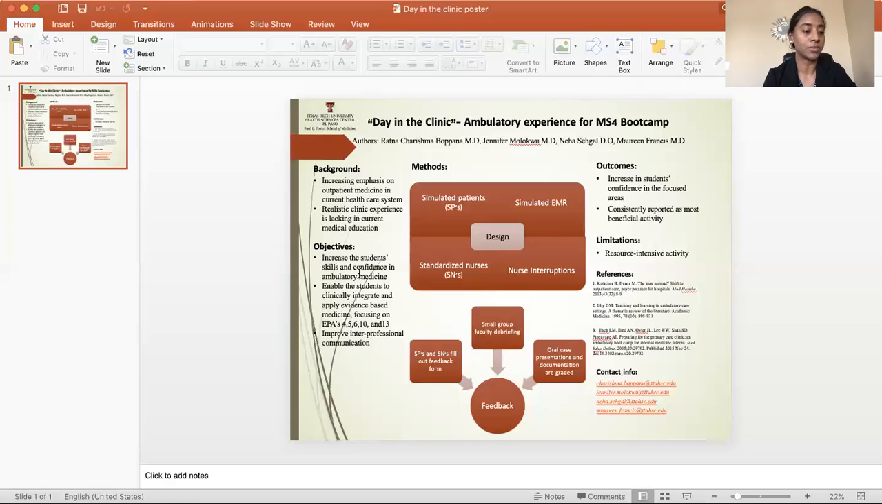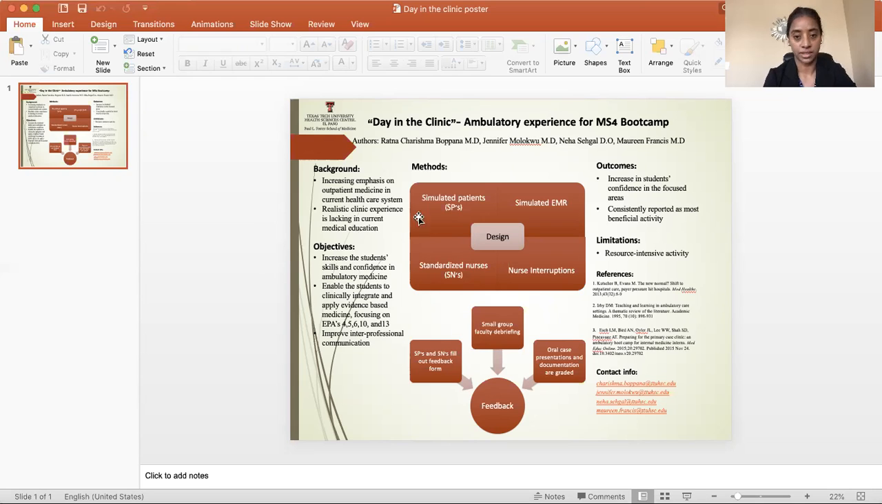Now, the primary objective of Day in the Clinic was to increase the students' skills and confidence in ambulatory medicine through simulation-based activity. Each case was strategically designed to enable students to clinically integrate and apply evidence-based knowledge, thereby focusing on EPAs 4, 5, 6, 10, and 13. We also incorporated elements to enhance effective interpersonal communication with nurses and other support staff.